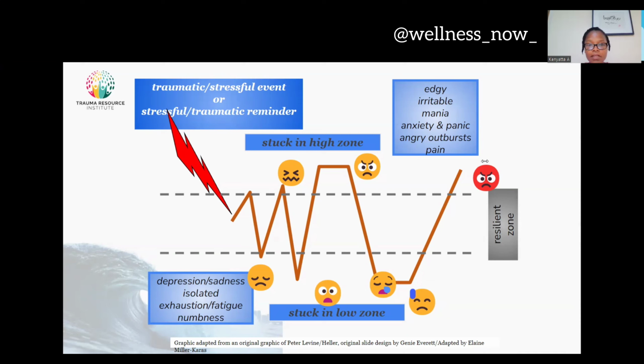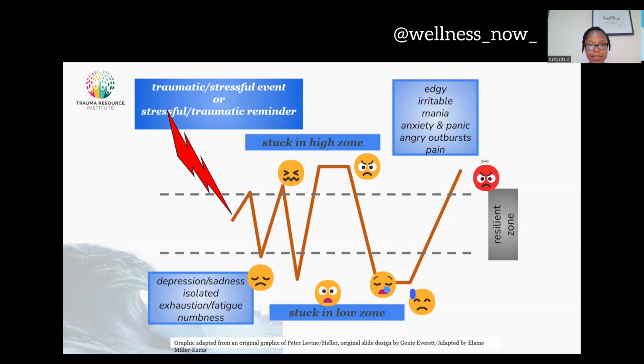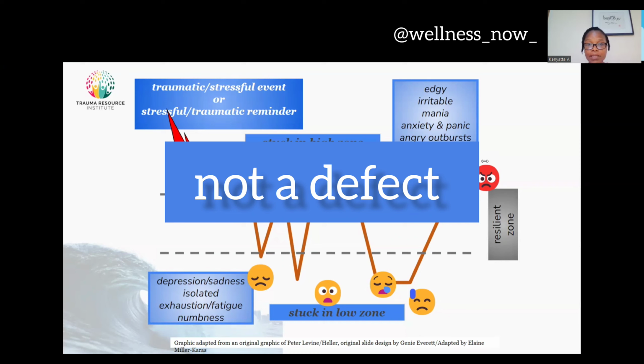I'd like to emphasize that it is okay to get bumped out of our resilient zone. We're not trying not to get bumped out. Instead, we want to know when we get bumped out, so we can come back in. This, again, is a natural, normal human biological response to stress. It's not a weakness. It's part of our humanity, our wiring, and biology rules. We did not do anything wrong, we're not defective.